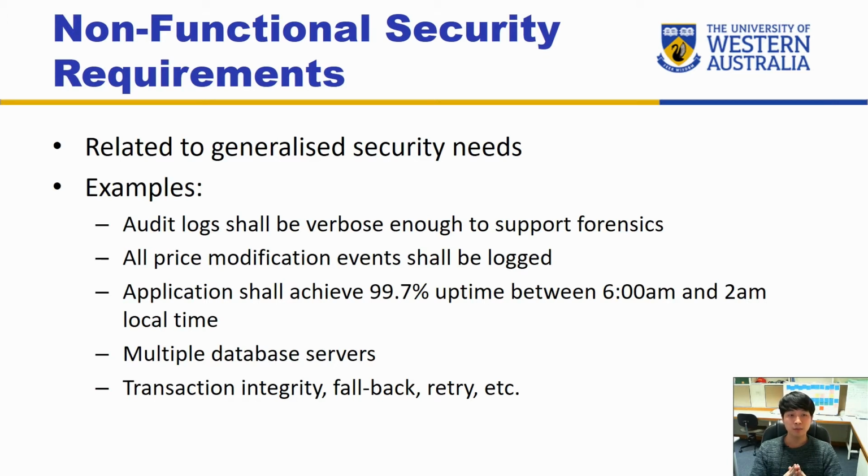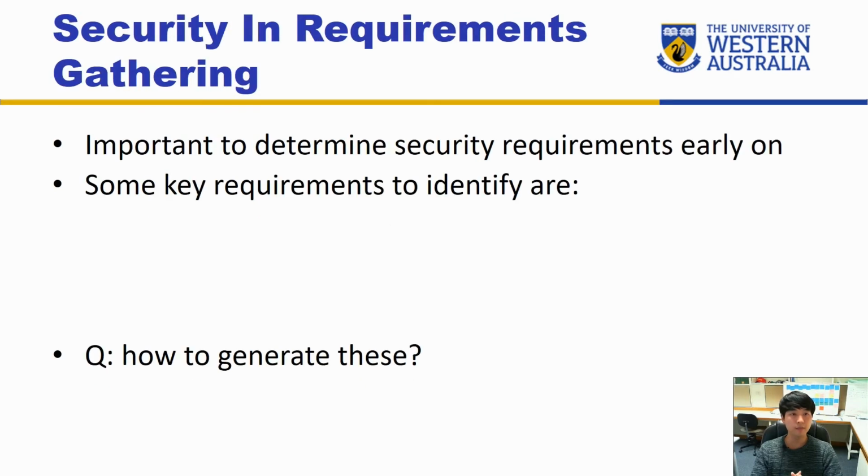Okay, multiple database servers should be used. Exactly how many? Is two enough, or do we need 200? Transaction integrity, fallback, retry, etc. All of those do specify some actions, but for it to be a functional security requirement, it has to be measurable. So it needs to specify more details about how we can go about testing them. Until it is specified in a manner that is measurable, as long as they describe generalized security needs, they will fall into the non-functional security requirement category. Okay.